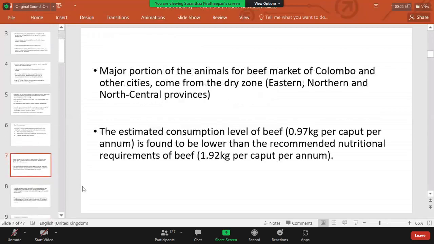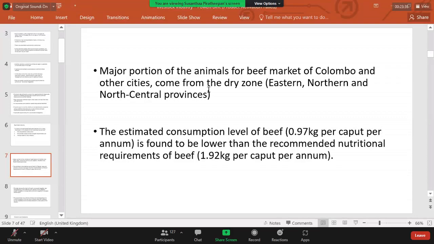Okay. A major proportion of the animals for the beef market of Colombo and other cities comes from the dry zone, especially the eastern, northern, and north central provinces. So the beef market you may have seen, I don't know whether you have seen, but sometimes the animals are transported. You would have seen very low productive animals, these male animals, not in dairy production. So they are being sold to Colombo and the other urban areas from these northern, eastern, north central provinces because of the beef production.